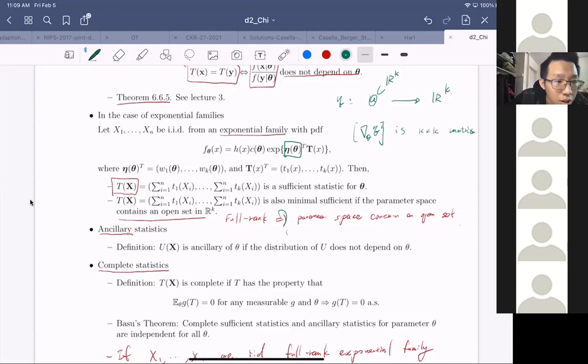Yes, Albert, you're right. But how do we define the full dimensionality? The way we define full dimensionality is using the derivative over eta. We use this matrix to define the full dimensionality.